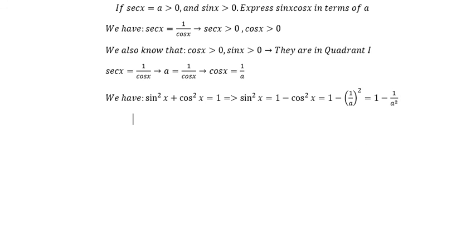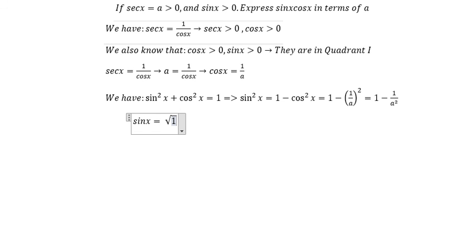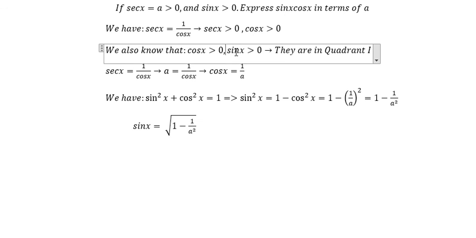In this one we have sin x is about the square root of 1 minus 1 over a squared, and there should be about the positive of the square root because we just put sin x is greater than 0, so that's why the square root should be about the positive number.